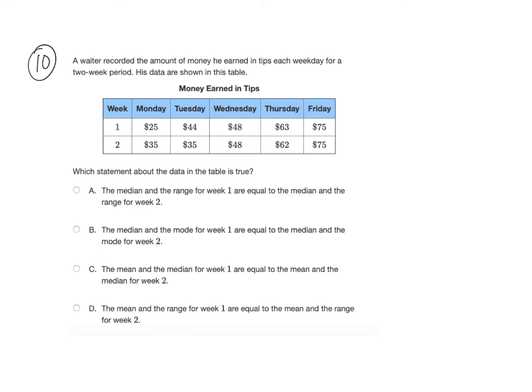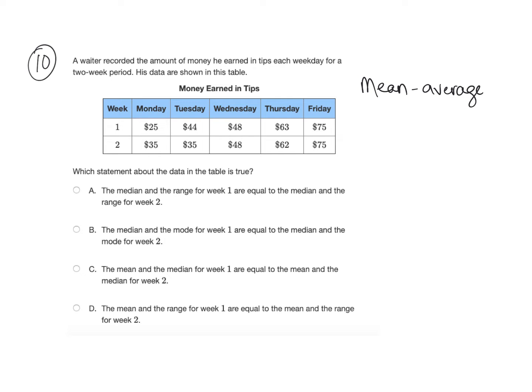Question number 10 has us looking at mean, median, and range. These are probably things you haven't seen in a while, so let's do a quick recap as to what each of them means. So the mean, remember, is the average. To get the average, we add everything up and then divide by the number of data entries.